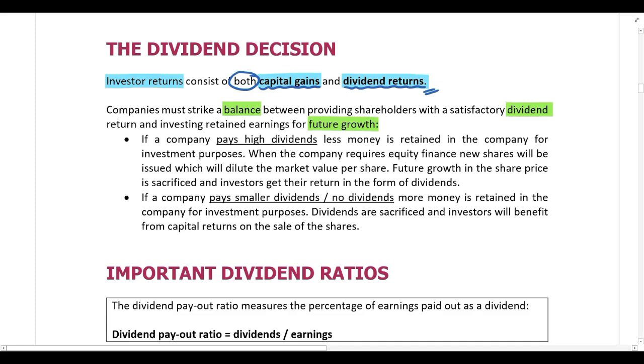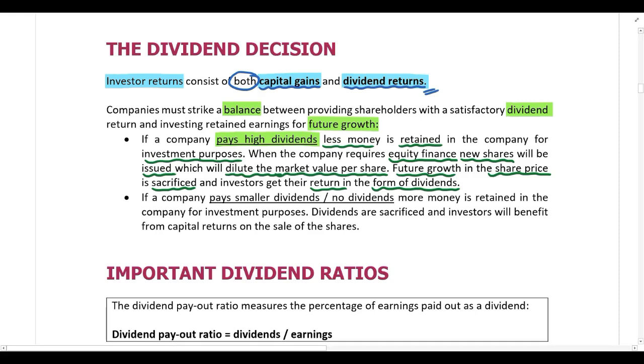So let's say, for example, guys, we have a company that pays very high dividends every year. If the company pays very high dividends every year, that means less money is going to be retained in the company for investment purposes. So in the future, if the company has investments with a positive net present value and they want to finance those investments using equity finance, because all of the money has been paid out as dividends, they are going to have to issue new shares in order to raise equity finance. Now, obviously, if new shares are issued, the market value per share is going to be diluted. So if you invest in a company that pays very high dividends, you will get your return, obviously, in the form of those dividends. However, future growth in the share price will be sacrificed.